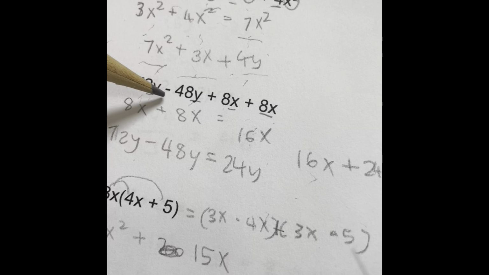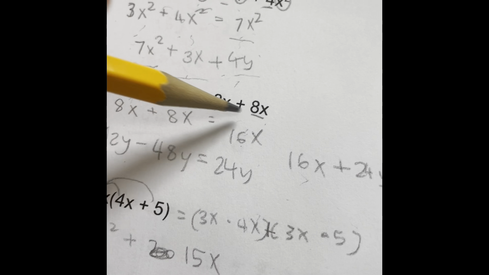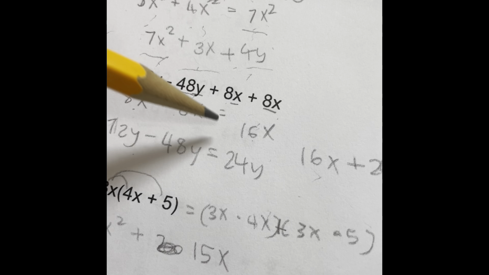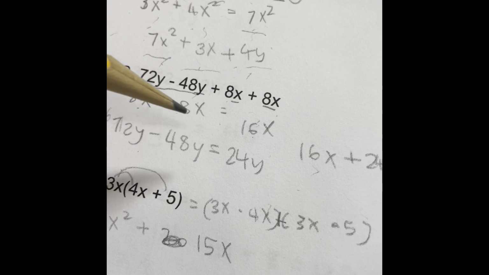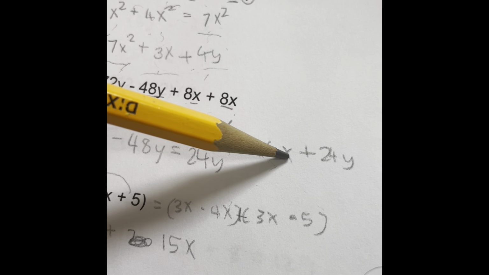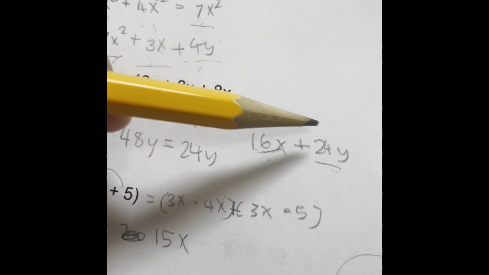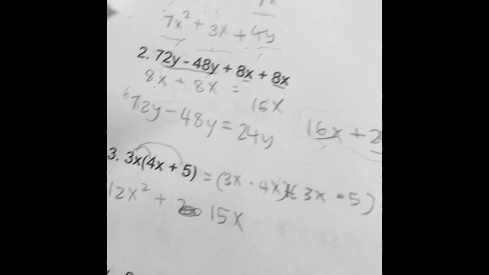For this one, we see that these two both have y and these two both have x. So we add them separately, x's with x's and y's with y's. And then we just leave the added stuff together to make an equation.